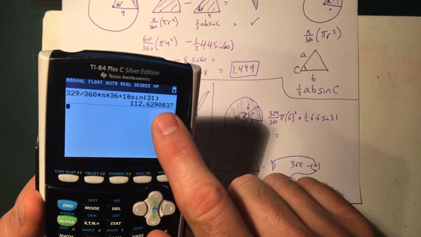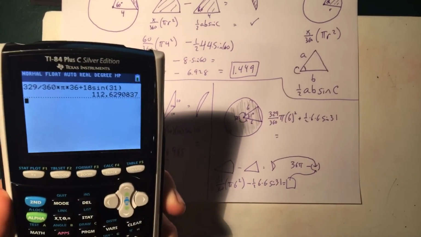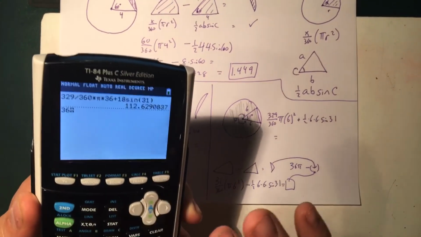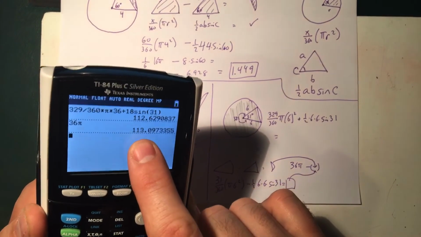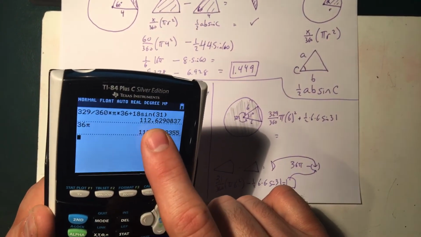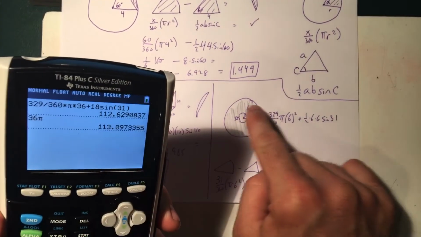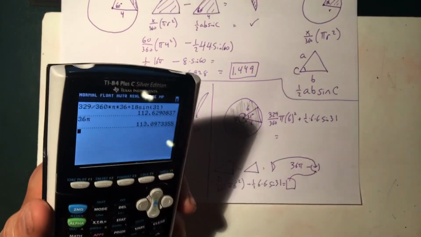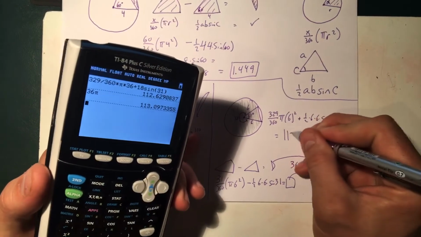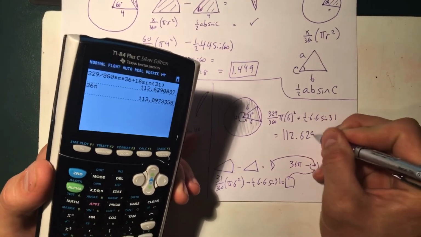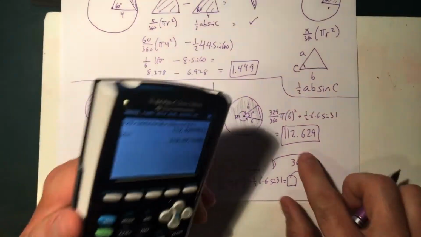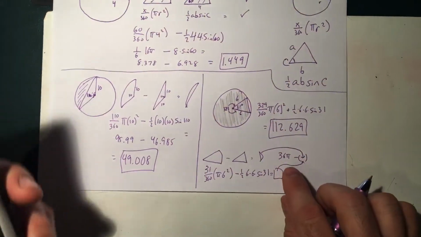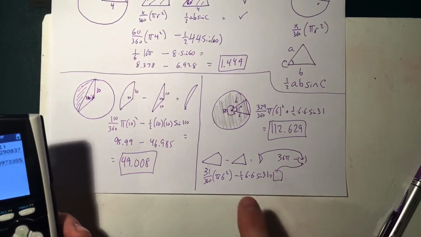Now there's my first answer. Okay, 112 point. I gotta think to myself, 36 pi. That's like 113. So this is looking good. This is looking good. Like this could be it, because it should almost be the entire thing. So I'm going with this 112 thing. 112.629. All right, I'm going to confidently say that. I'm just going to check and see. If I can get the same answer both ways, I think that would be fantastic.